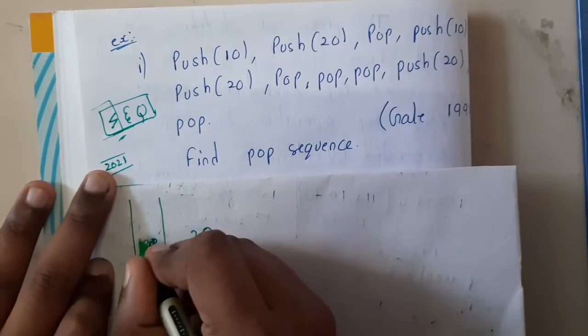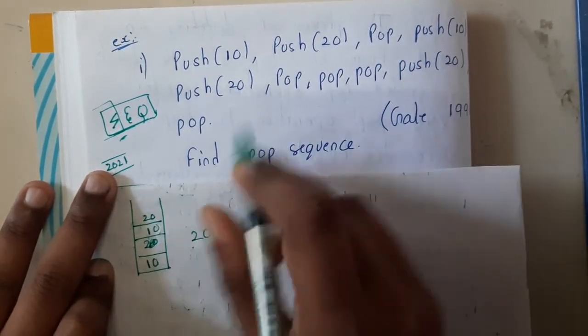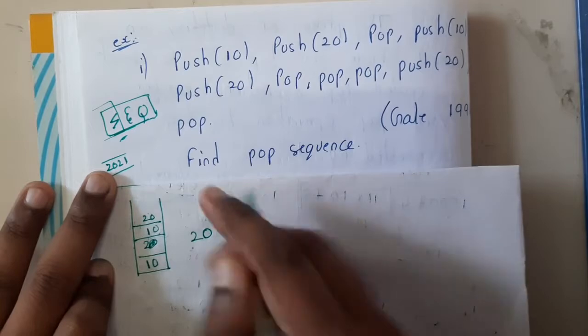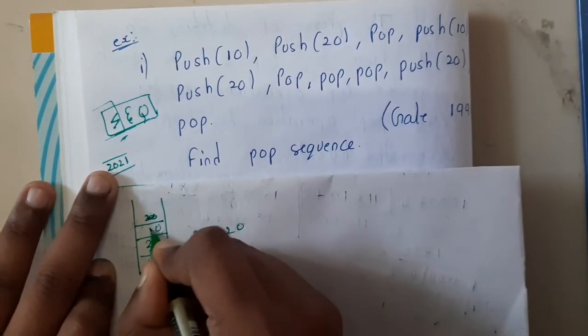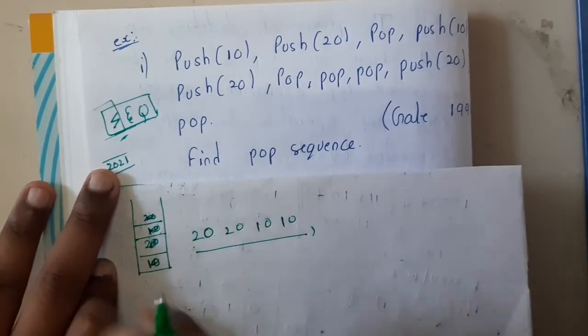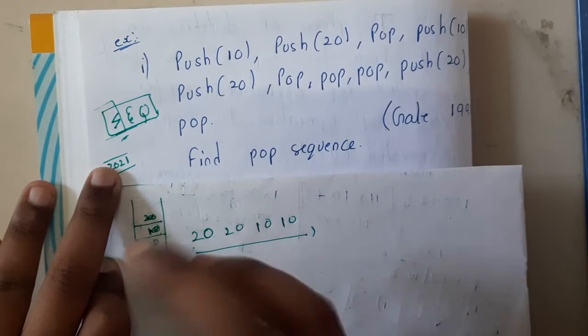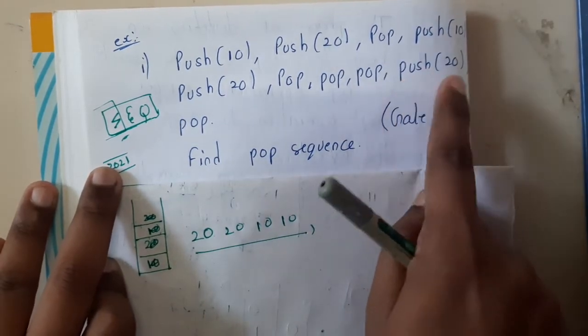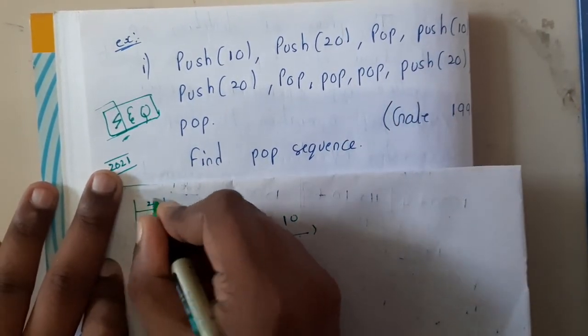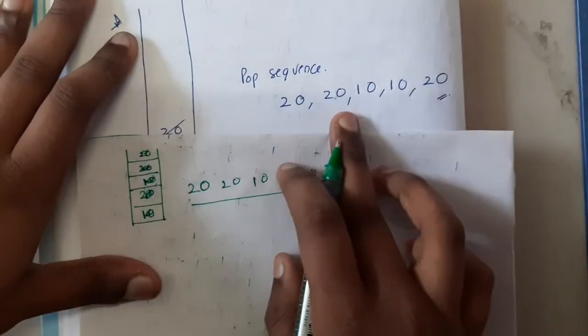After that again they asked us to push 10, and then push 20. After that they did 3 pop operations. They popped 20, and then they again did pop and got 10, and again did pop and got 10. Always make sure that you write in the exact order, guys, because if you write in reverse order, the options will be confusing. Similarly, the last push is 20, so we pushed 20 and we are going to pop it. So this is your series: 20, 20, 10 and 20.